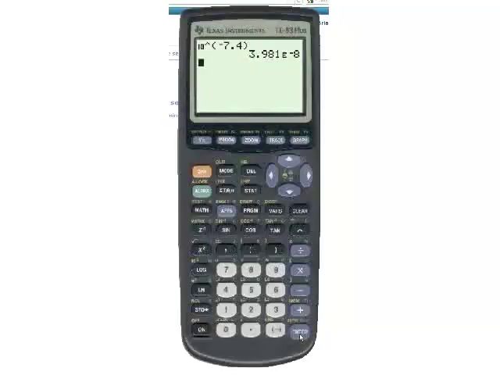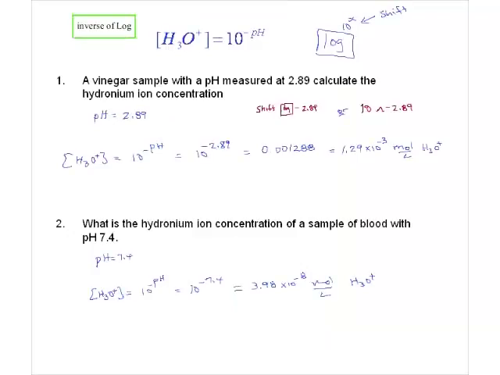And enter. Okay, 3.981 times 10. That's what the E stands for, times 10, remember. So 3.981 times 10 to the minus 8. Somewhere around where it should be because the power is 10 to the minus 7.4. There we go. So 3.98 times 10 to the minus 8, and it's moles per liter because it's a concentration, square brackets.